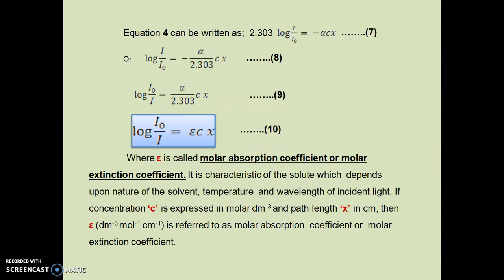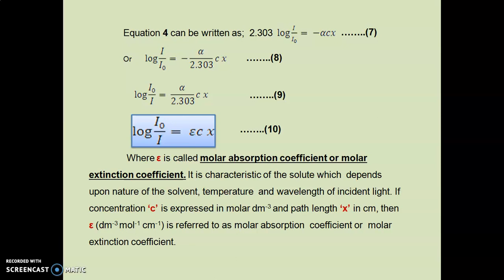Equation 4 can be written as 2.303 into log of I upon I0 is equal to minus alpha into C into x, or it can be written as log of I upon I0 is equal to minus alpha divided by 2.303 into C into x, or it can be arranged as log of I0 by I is equal to plus alpha divided by 2.303 into C into x. So we get the mathematical form of Lambert-Beer's law in the form of equation 10, that is log of I0 by I is equal to epsilon into C into x.